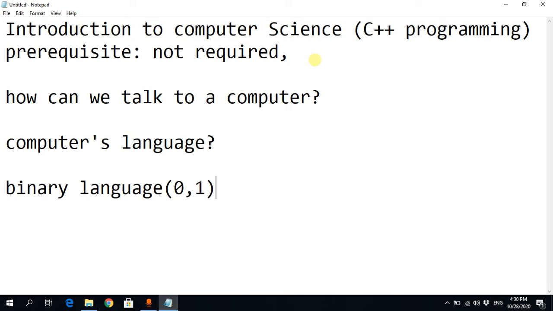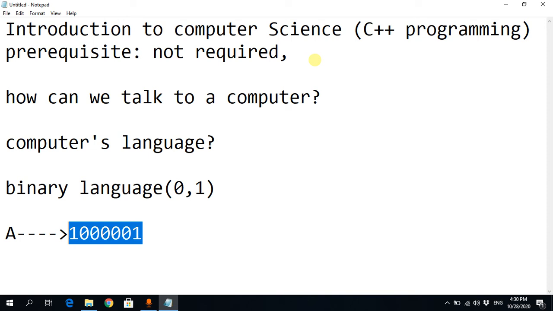So if I write A, the computer will store this alphabet like this. Every word of your talk, every letter, every sentence is ultimately translated into binary language, because the computer only understands binary language.